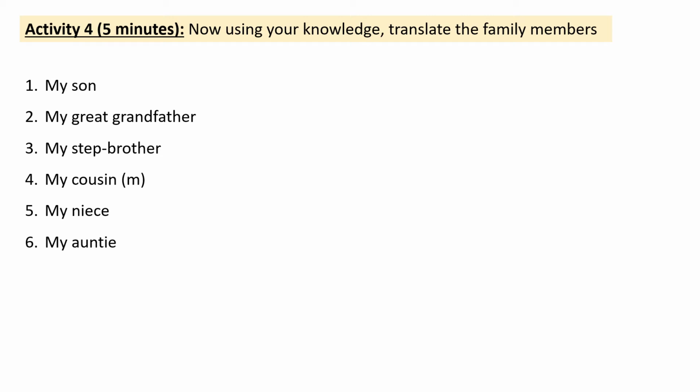Okay, so now using your knowledge of the family members you've done so far, we've done some just in the feminine form and some just in the masculine form. What I would like you to do, please, is translate these 6 family members I've got here. And you'll find all the information you need by looking at the vocabulary that you've just done on Quizlet and that you've got written in your book.